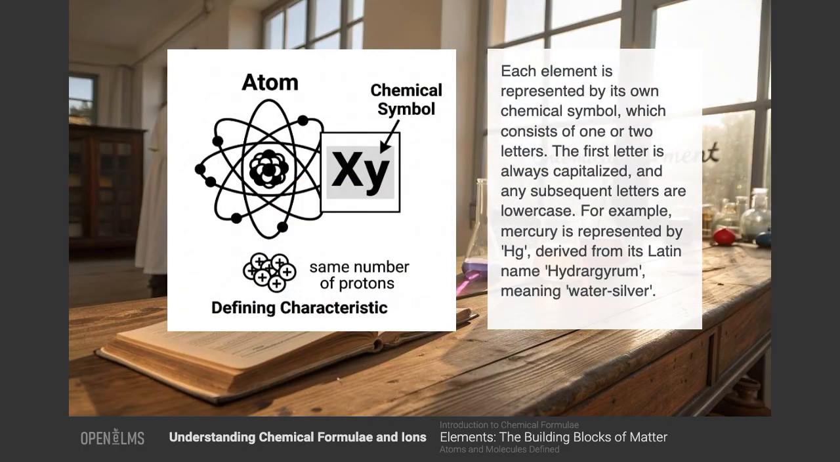Each element is represented by its own chemical symbol, which consists of one or two letters. The first letter is always capitalized, and any subsequent letters are lowercase. For example, mercury is represented by Hg, derived from its Latin name hydrargyrum, meaning water silver.